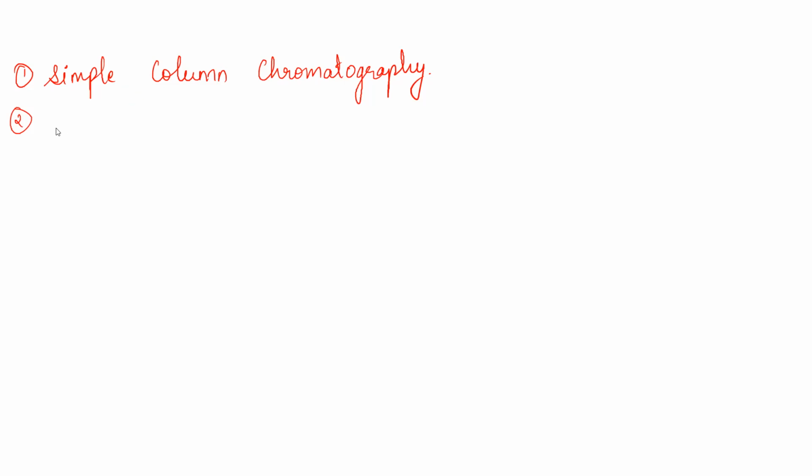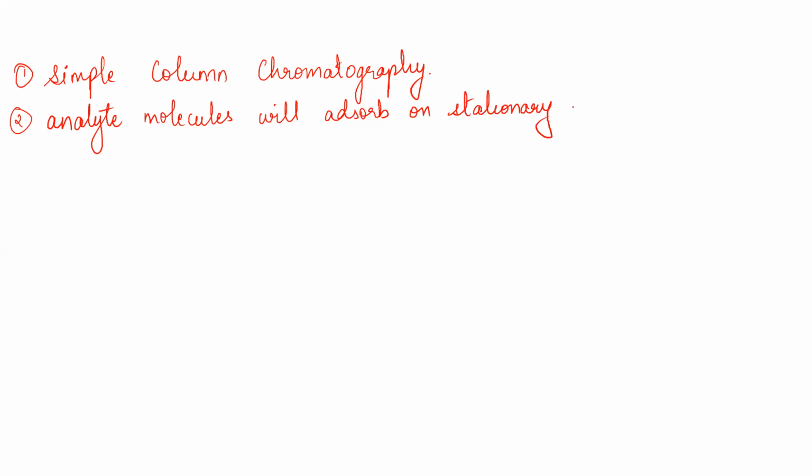So this involves the adsorption of solute molecules on a stationary phase. Now, if I have an analyte, what will happen? The analyte is the one that you want to separate. The analyte molecules will adsorb on the stationary phase. So it's a physical property. In this type of chromatography, separation of sample mixture occurs due to differences in the adsorption affinities.